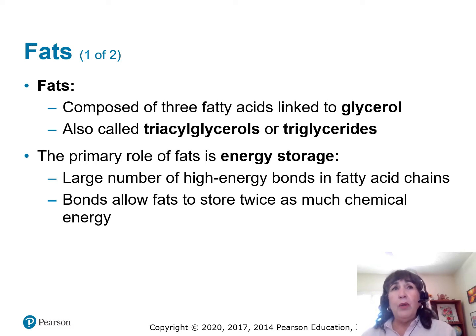So what is the role of fats that we find in our body? The primary role is for energy. There are a large number of high energy bonds, usually non-polar covalent bonds, so there's a lot of potential energy in those bonds. And when those bonds are broken, they release a lot of energy.